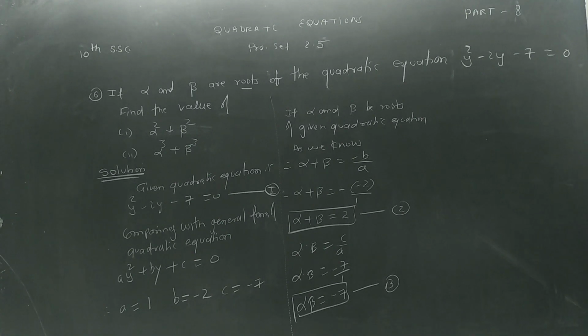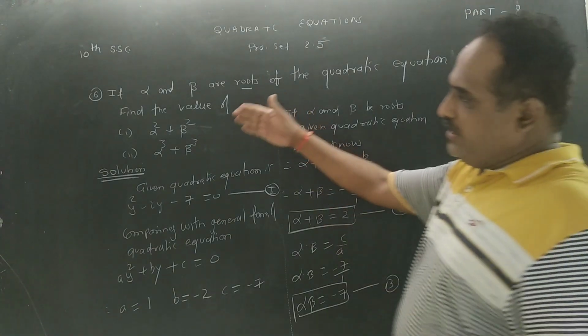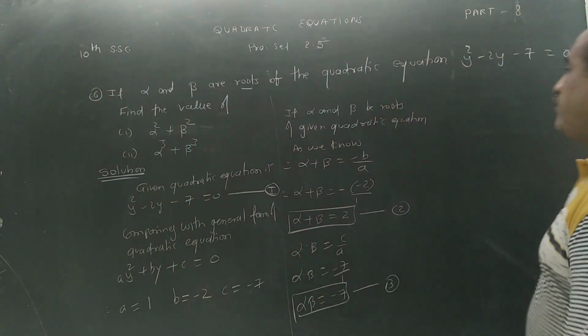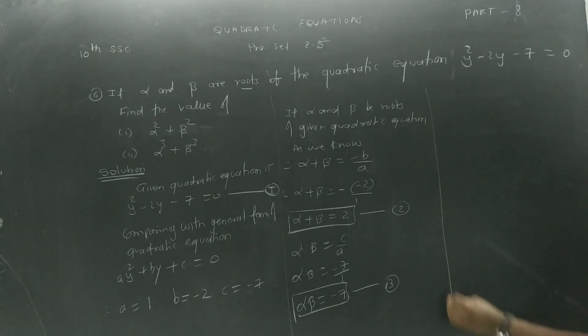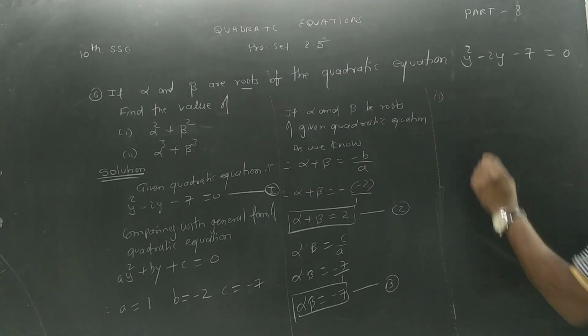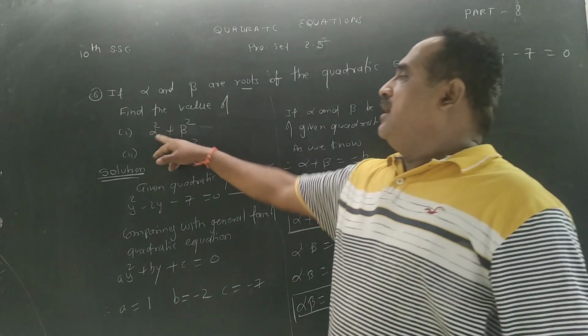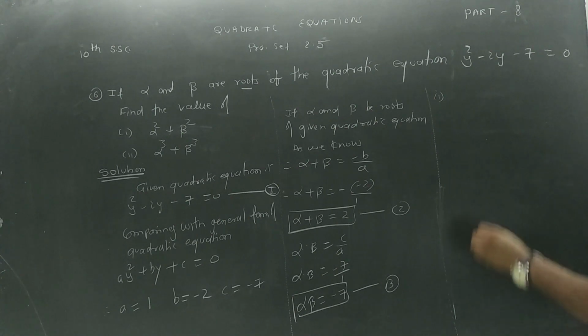Now, first question we are going to solve. They will ask one of it, but we'll go for the first question. What is the first answer? First one is, we want to find out the value of alpha square plus beta square.